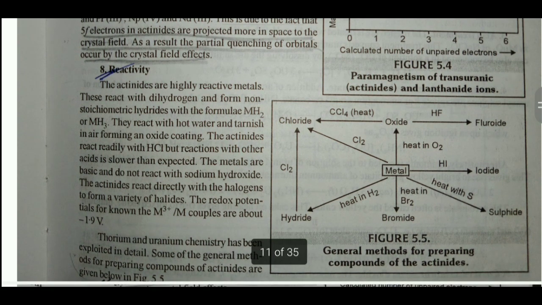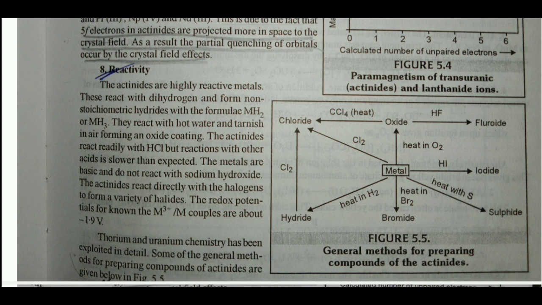Eighth, reactivity. The actinides are highly reactive metals. These react with dihydrogen and form non-stoichiometric hydrides with the formula MH2 or MH3. They react with hot water and tarnish in air, forming an oxide coating. The actinides react readily with HCl, but reactions with other acids are slower than expected. The metals are basic and do not react with sodium hydroxide. The actinides react directly with the halogens to form a variety of halides.